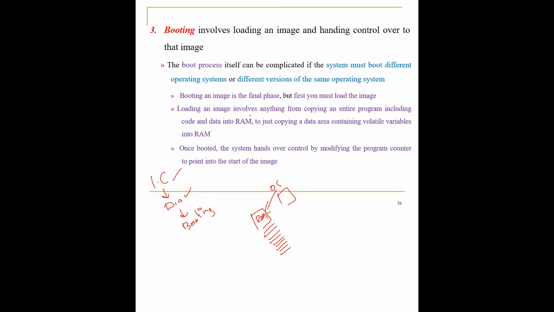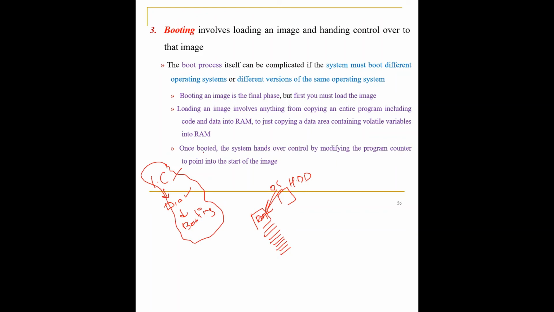Loading an image involves anything from copying an entire program, including code and data, into the RAM, or just copying a data area containing volatile variables into RAM. So basically this will be in the hard disk. From there it has to be copied to the RAM. After your initialization code is run, the data stored in the hard disk, that is your operating system, will be loaded from the hard disk to the RAM. Once the operating system has been loaded into the RAM, the code corresponding to that will be run, which means the control has been taken over by the operating system.